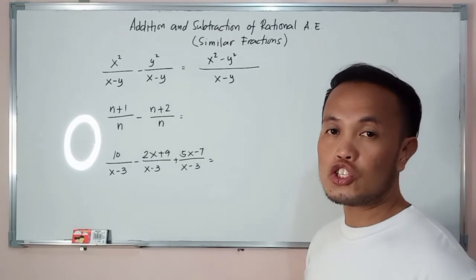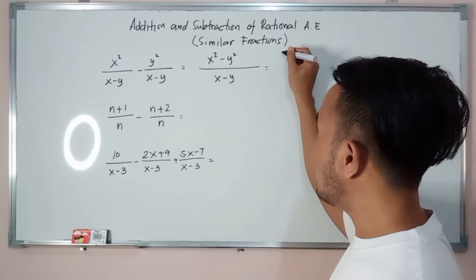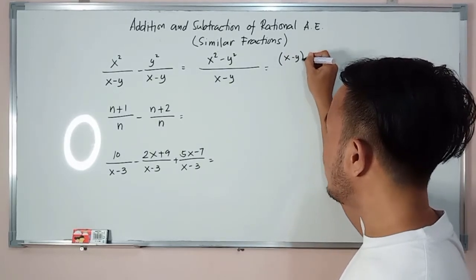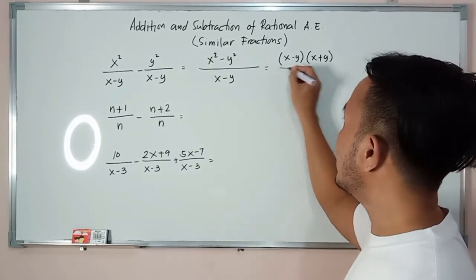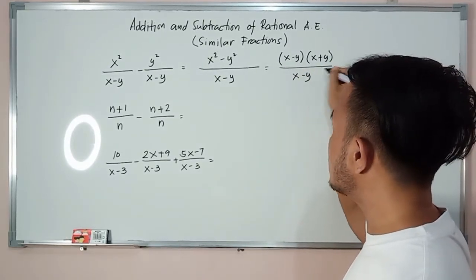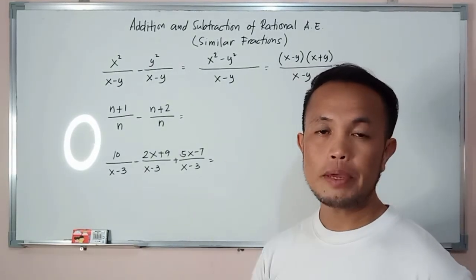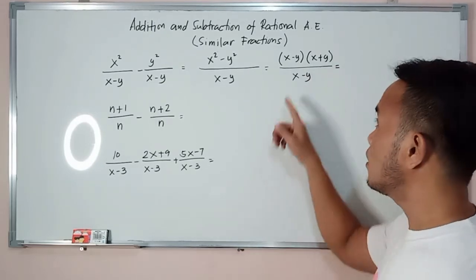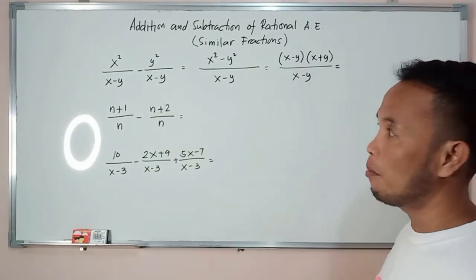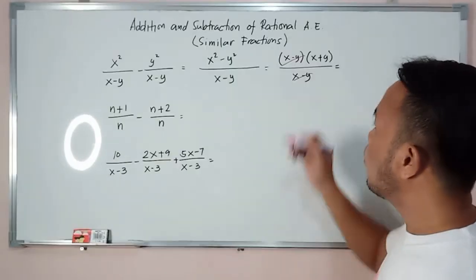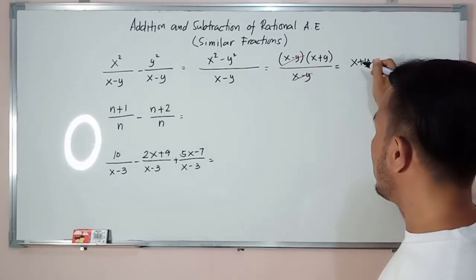We simplify this fraction by factoring the numerator, x squared minus y squared. We can write this as x minus y times x plus y. Then we copy the denominator, x minus y. Again, we cancel out the common factor in the numerator and the denominator. So we have x minus y in the numerator and x minus y in the denominator. They are common, so we can cancel this out. What shall remain in the fraction shall be x plus y.